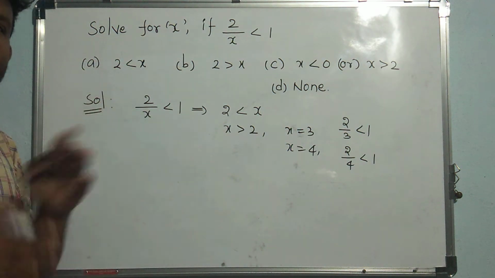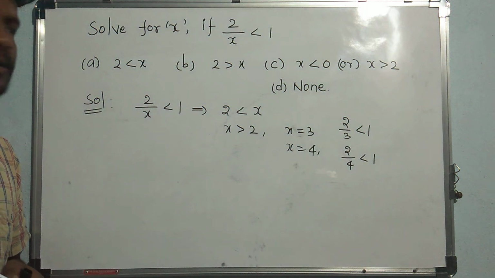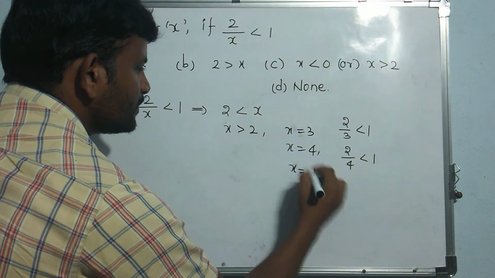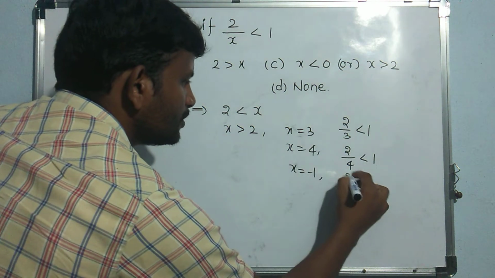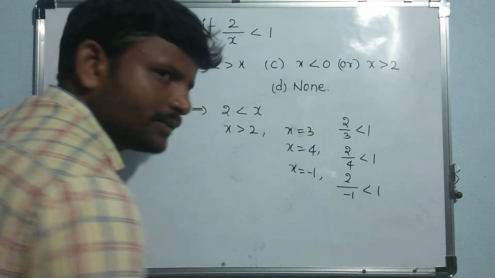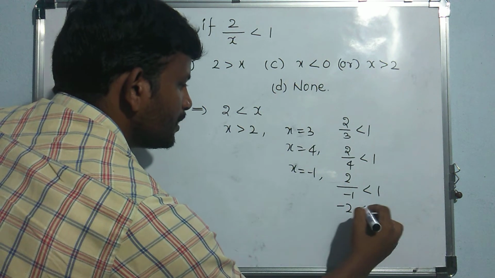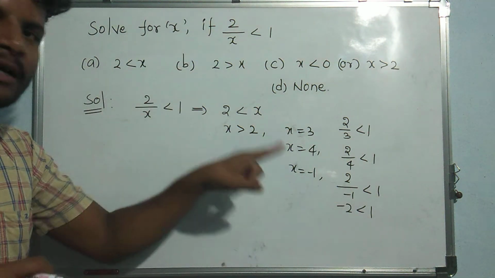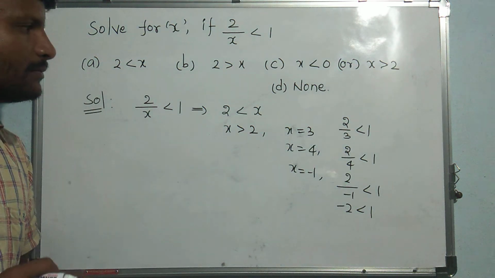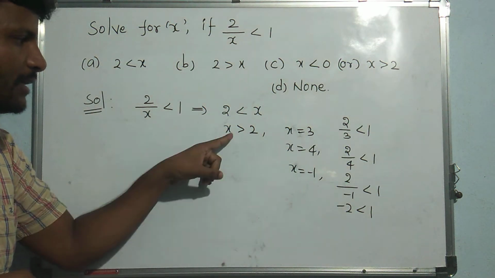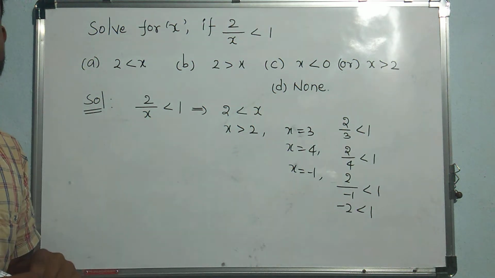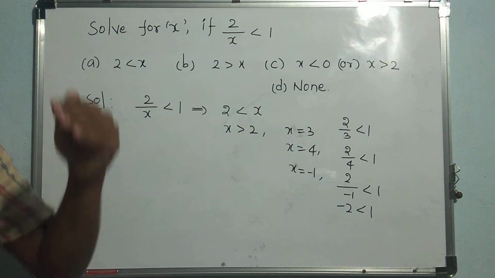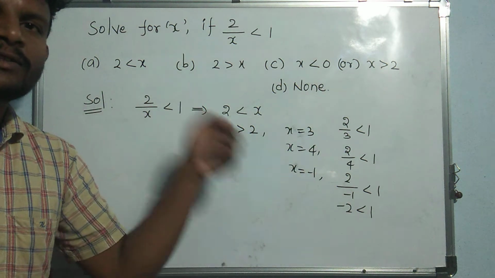But is that giving all the possible values of x here? Suppose I take x is equal to minus 1, and what do you get? 2 by minus 1 less than 1, this gives you minus 2 less than 1. This is also a correct solution, which means x is equal to minus 1 is also one of the solutions. But this x is equal to minus 1 is not in your solution. You are missing the solution of x is equal to minus 1.